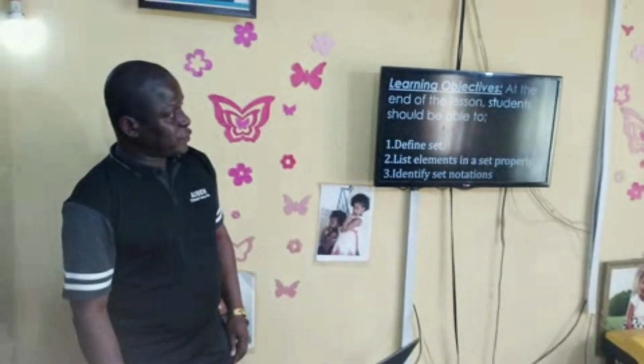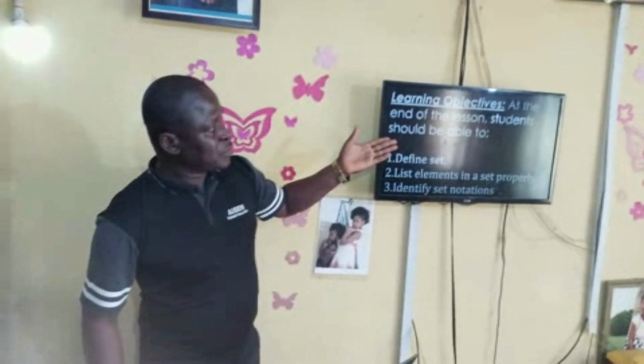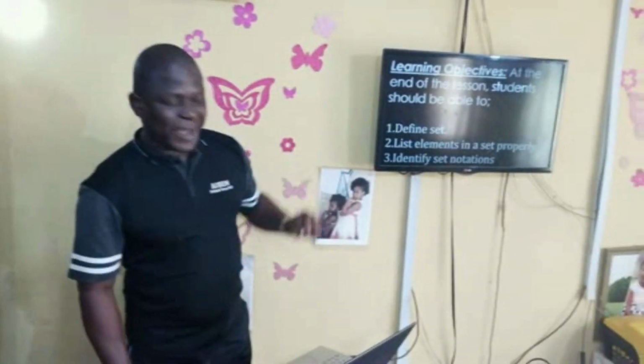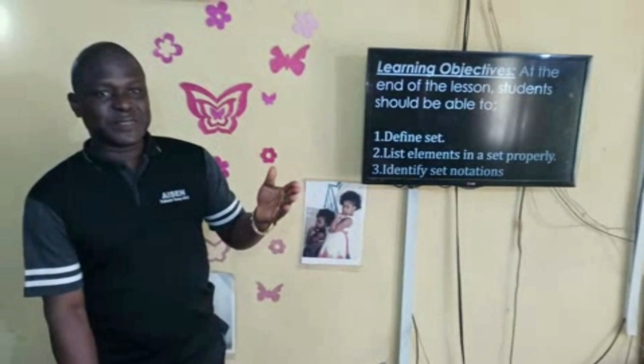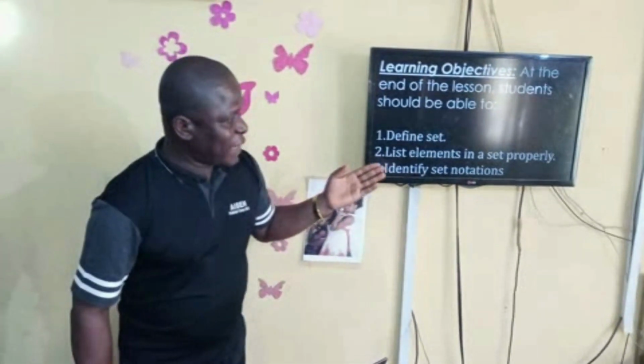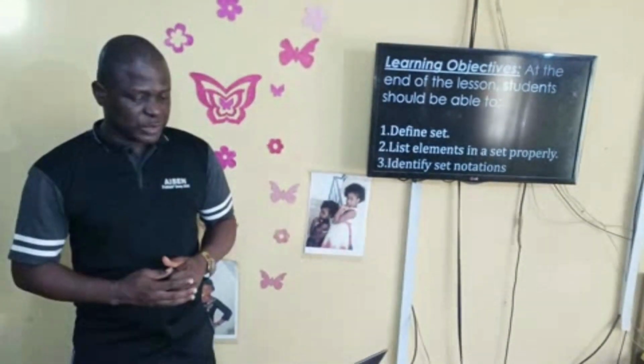Now, let us look at the lesson objectives for today. At the end of this lesson, students should be able to: number one, define what a set is; number two, list elements in a given set properly; number three, identify set notations.